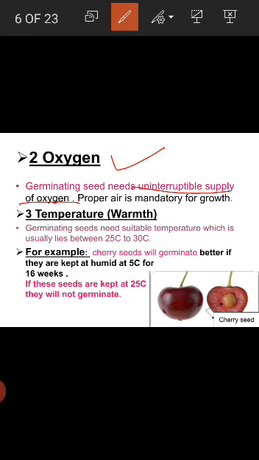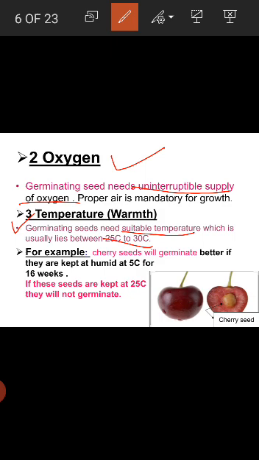So the third point is temperature. A germinating seed needs suitable temperature. What is the meaning of suitable temperature? Suitable temperature means safe and balanced temperature at which the process is best carried out, and which usually lies between 25 Celsius to 30 Celsius.